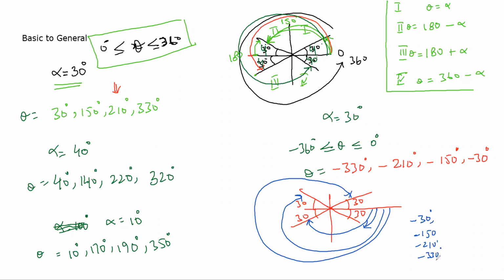Minus 330, 330, minus 330. Okay, in minus, this is the smallest. So when you write it, you should start from the smallest and go towards the larger values over here. Now suppose you have alpha as 40 degrees instead of this 30. Now you tell me what the general angles are over here.